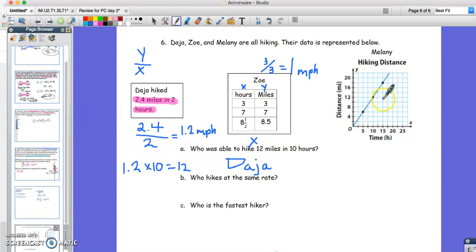And then let's look at Melanie's. Melanie, we have 5 and 6, so we have miles divided by hours. 6 divided by 5 is also 1.2 miles per hour. Since hers is the same unit rate as Deja's, we know that Melanie can also cover 12 miles in 10 hours. That also answers the second question for us: who hikes at the same rate? Deja and Melanie have the same unit rate, so they both hike at the same rate as well.